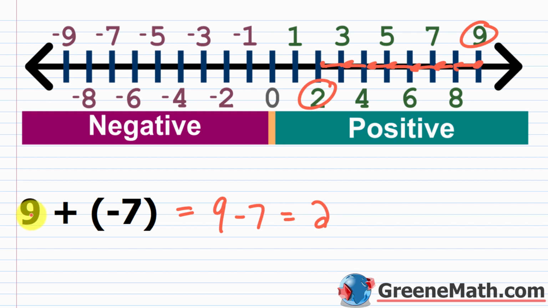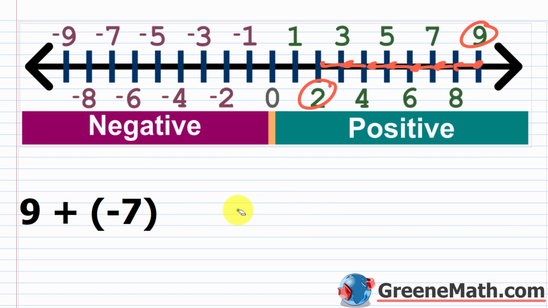Again, the larger absolute value here is 9. 9 is 9 units away from zero on the number line, and -7 is 7 units away from zero on the number line. So basically, I'm not taking away enough to get me to 0 or some negative value. So the answer is going to be positive, right? And then you could just subtract the absolute values. 9 minus 7 is 2.